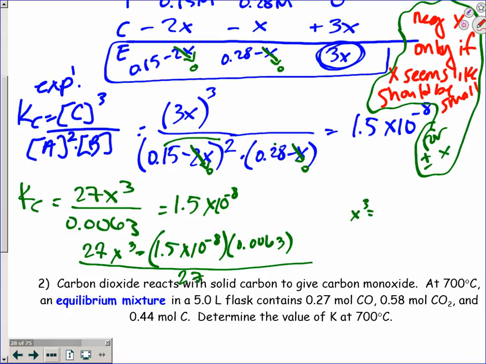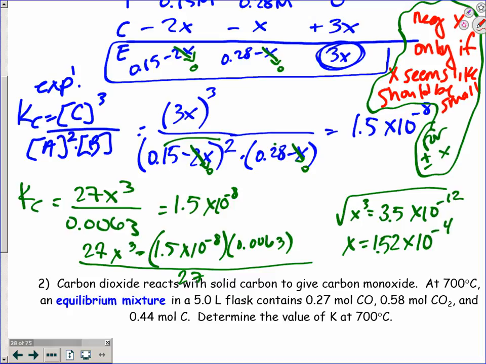Right, so did we get to the point where we isolated x cubed? What was x cubed when you isolated? 3.5 times 10 to the negative 12, okay? So then we're cube rooting, or raising to the 1/3 power is the same thing. What is x? 1.52 times 10 to the negative 4th. And x represents what unit? Molarity, thank you. This x has a unit, right? K doesn't have a unit, but x has a unit because it's representing concentration changes. So this is x, okay?